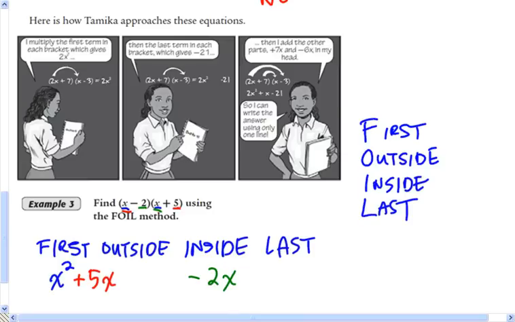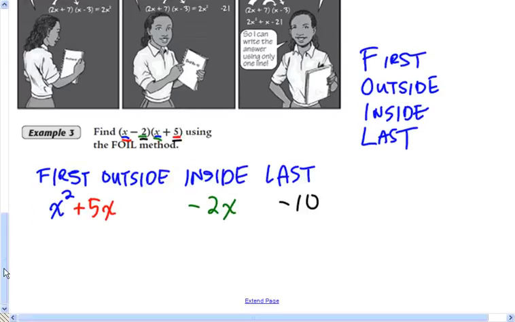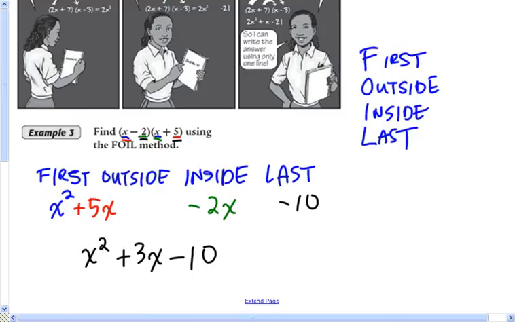And then the last stands for the last term in each of those binomials. That's the minus 2 and the 5, and that gives us minus 10. Then we just combine the outside and the inside in this case, and we get x squared plus 3x minus 10. All right, let's try that on another one.